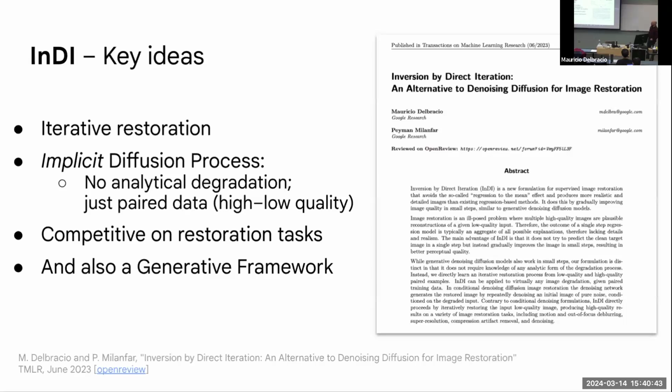So what I'm going to present is InDI, a framework that tries to avoid this regression to the mean by going through an iterative restoration scheme. As we will see, this can be seen as an implicit diffusion process where we're just learning this process using paired data, low-quality and high-quality data points. It's competitive with the state of the art on many restoration tasks. I'm also going to show how this is a generative framework. This is joint work with Peyman Milanfar; we're both at Google Research.